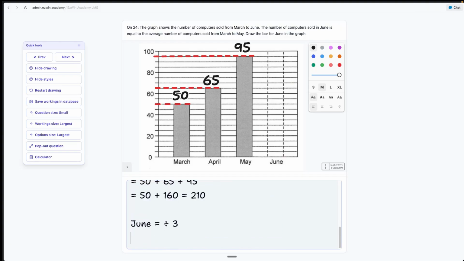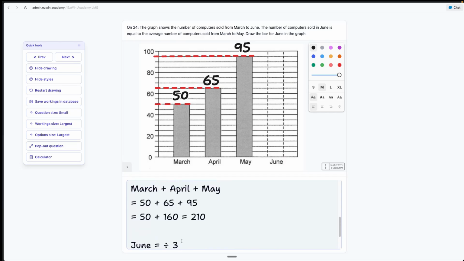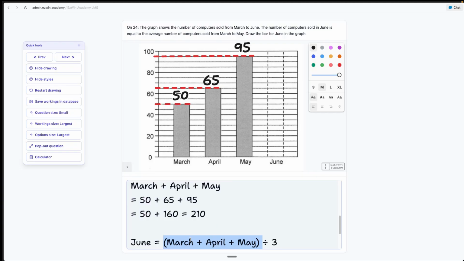Okay, so let me just remove the space, right? So this will be 210 divided by 3, and this will then become 70. So for June, it's 70.